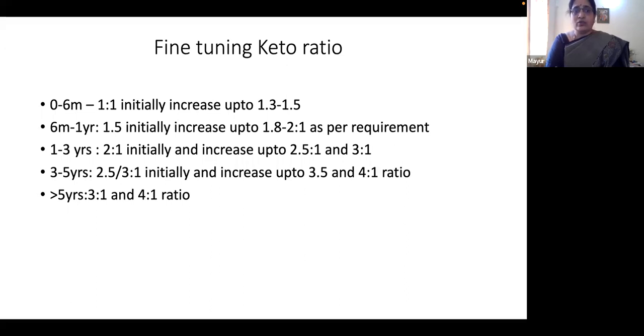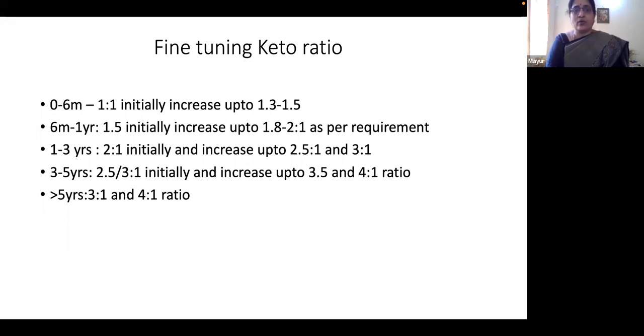And then above 6 months to 1 year, we will start with a 1.5 ratio initially, and then increase it up to 1.8, or max it will be 2:1 as per the requirement. That means if there is no ketosis, or if there is ketosis but it is not constant, then we would increase it up to 2:1. Otherwise, we will maintain it at 1.5 only.